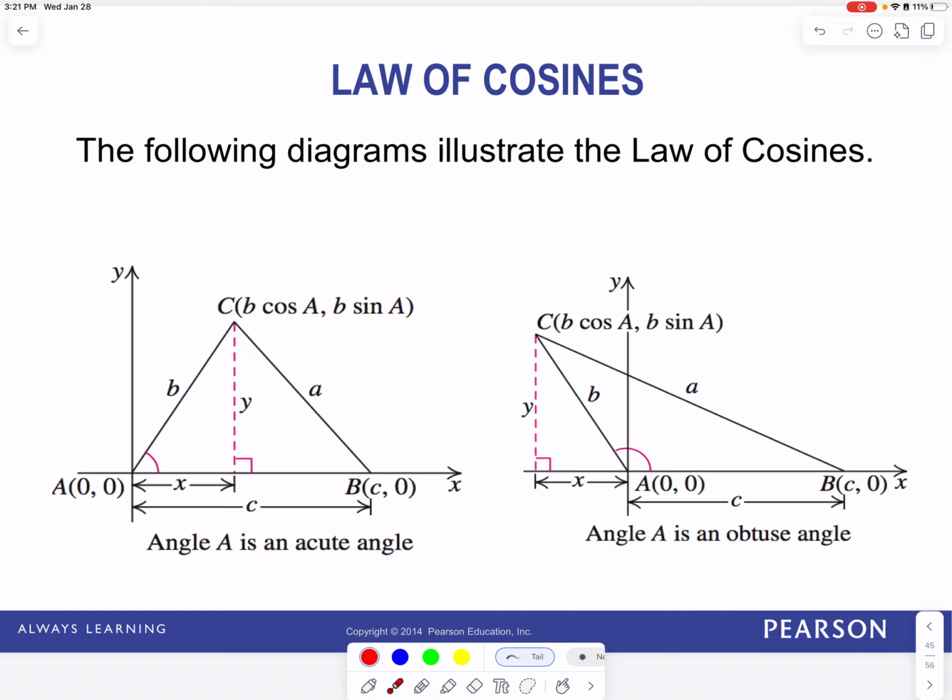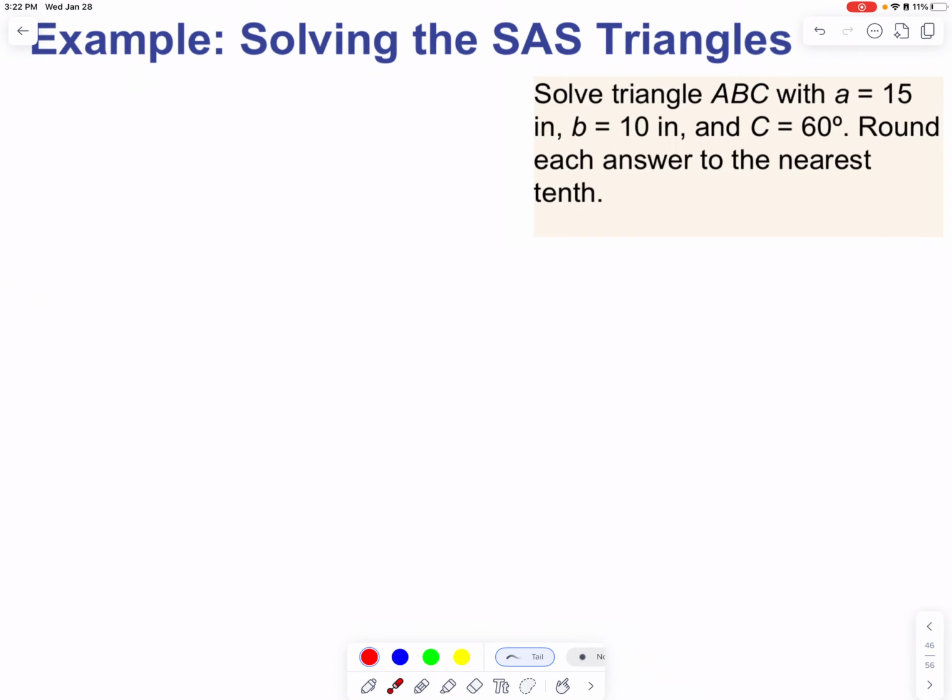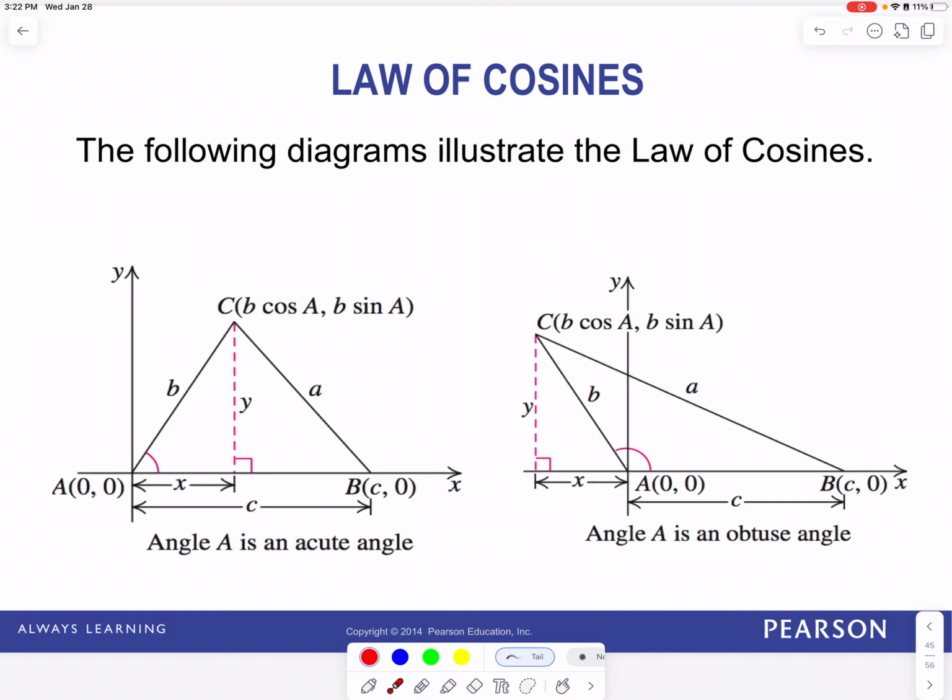When we did it over here, it was x over b. Cosine of this angle would be x over b. So x would be b cosine of angle A, and y would be b sine of angle A. And this is when angle A is an obtuse angle. So we have those components. There's more.